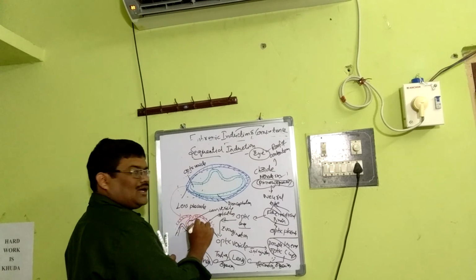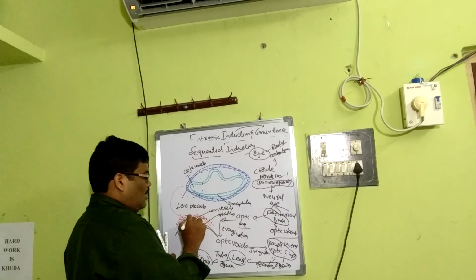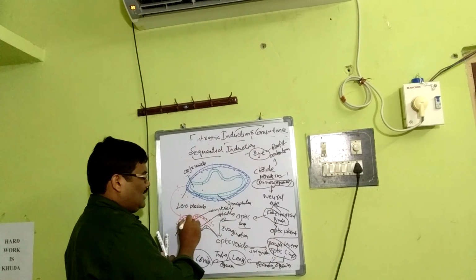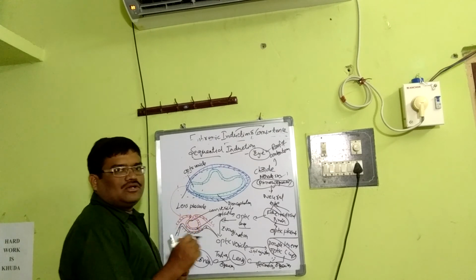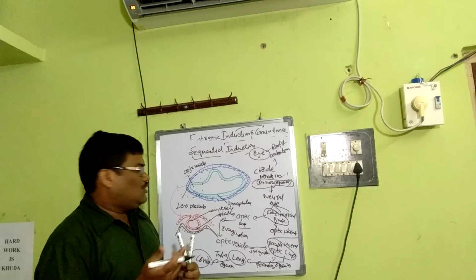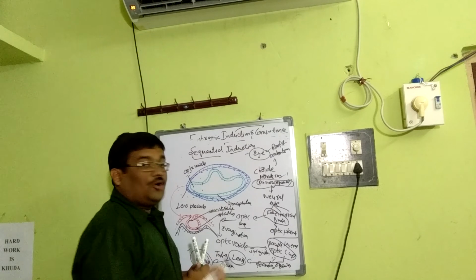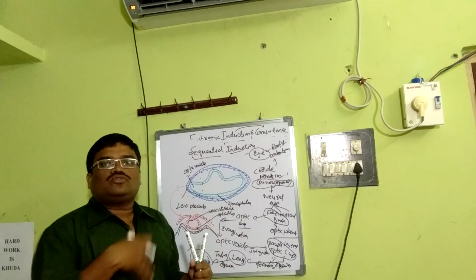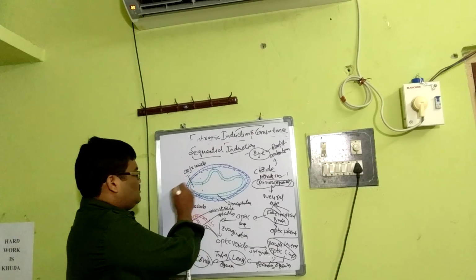So the double layered optic cup forms the lens vesicle, or optic lens, through the outer laying ectoderm. This becomes the lens. So the optic cup is a secondary organizer, and the lens in turn acts as a tertiary organizer to form the cornea. This is how this becomes this.